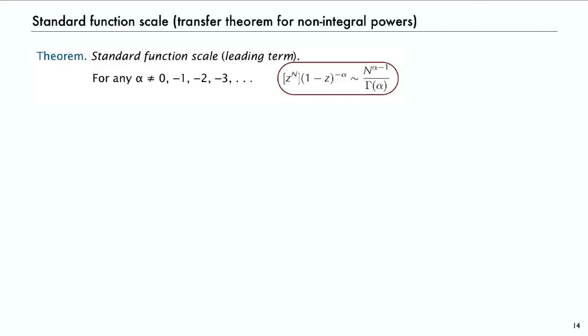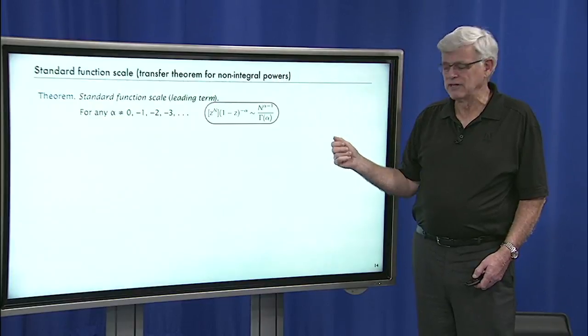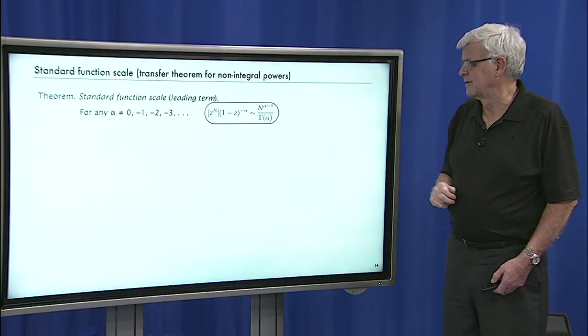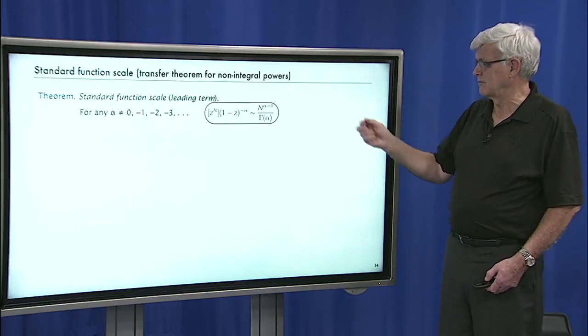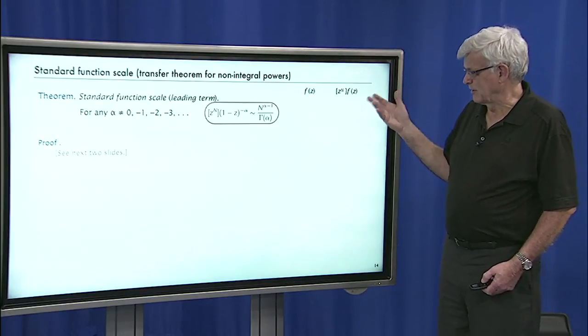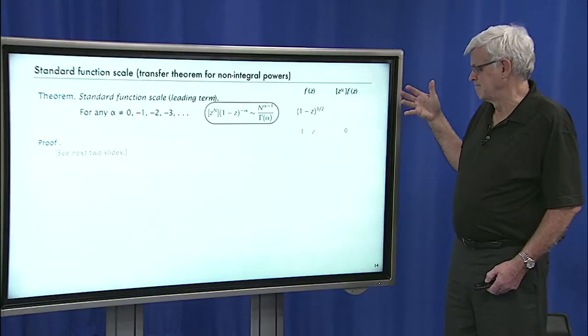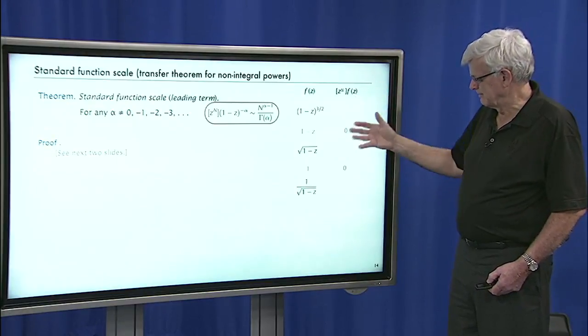So if you have any real alpha, actually any complex alpha, as long as it's not zero or a negative integer, then you can get an approximation to the coefficient of z to the n in 1 over (1 minus z) to the alpha. And that is exactly n to the alpha minus 1 over gamma of alpha. So we'll look at the proof in the next couple of slides, but this is the kind of scale that we're looking at. Let's go up by a square root at a time.